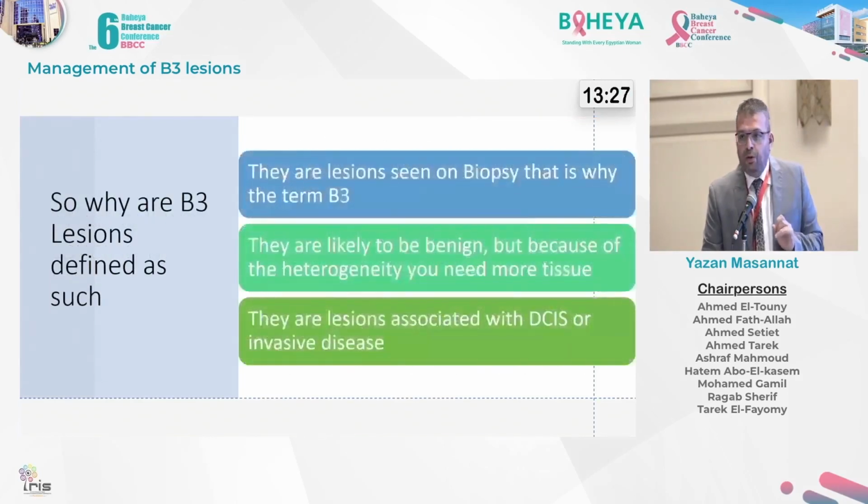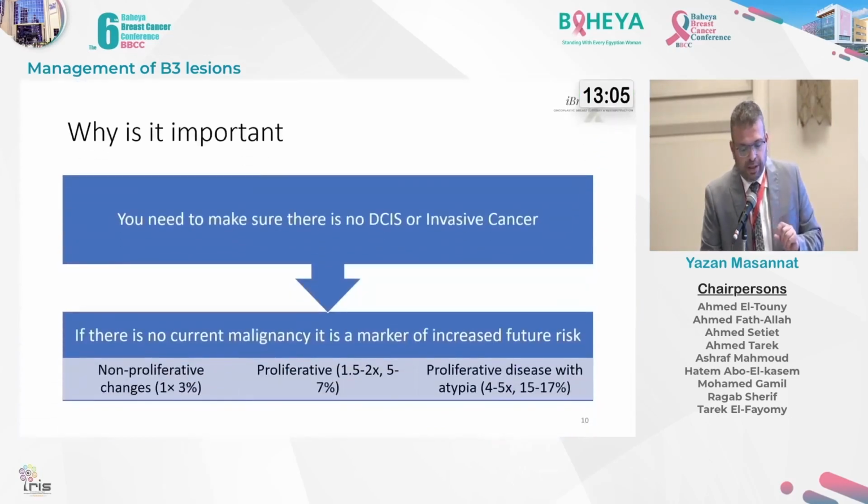So why are they called B3 lesions? If you look at the biopsy, B1 is normal, B2 is benign, B5 is malignant. The B3 is those lesions we think are likely to be benign, but because of the heterogeneity, we need some more tissue. Your pathologist will need to see what is adjacent to them to know if there's invasive or non-invasive cancer or DCIS.